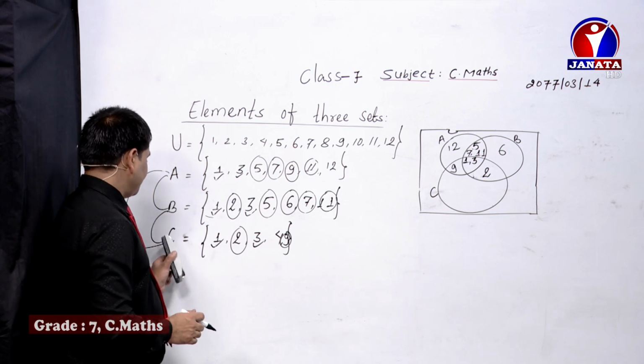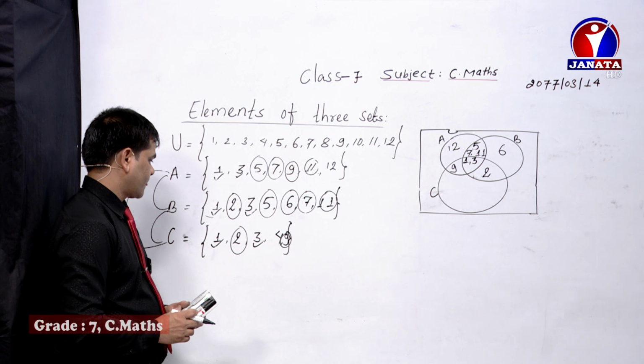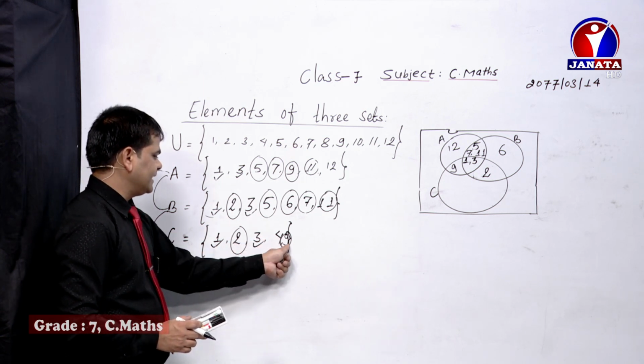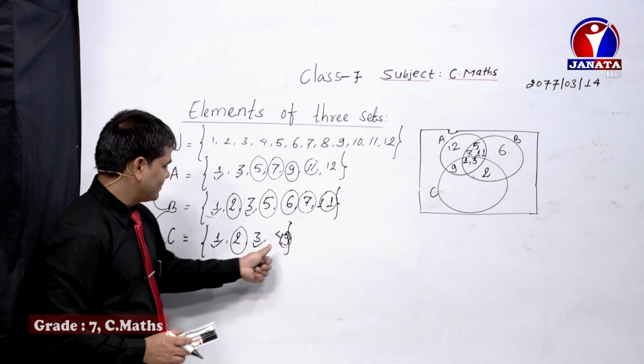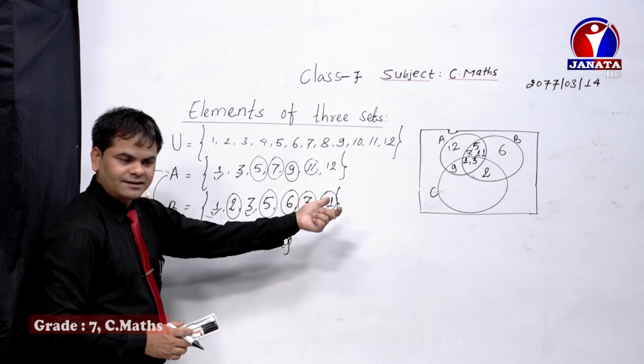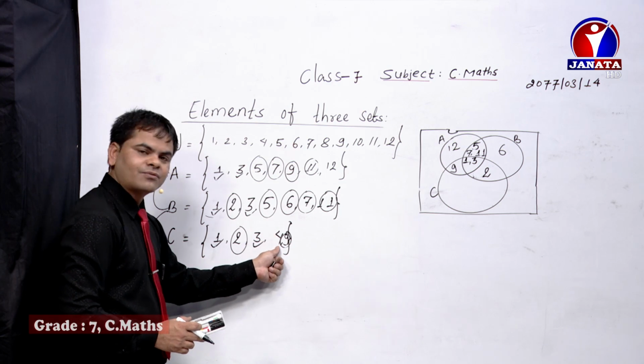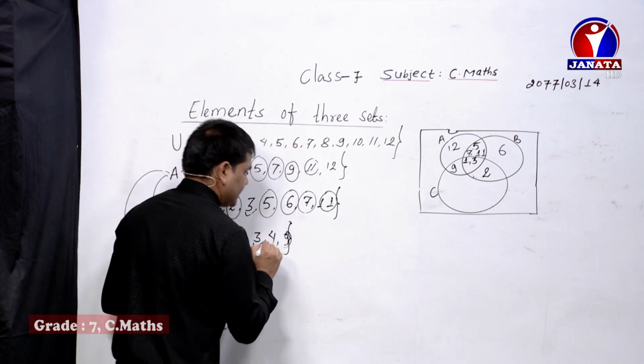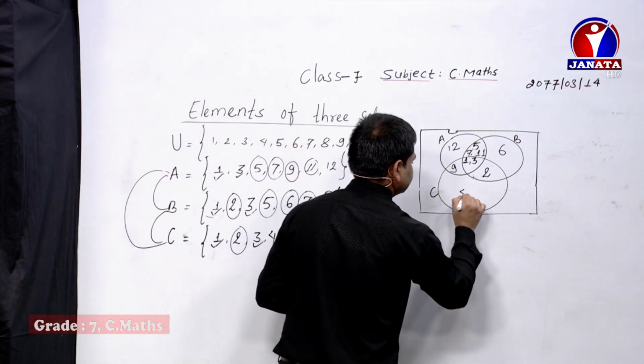Okay. Now if you see in set C, 1, 2, 3, 4, 9, of which 1, 2, 3 and 9 we have already ticked. That means no need to keep them again. So the remaining one is 4. So 4 should be taken and kept in the place of only C.